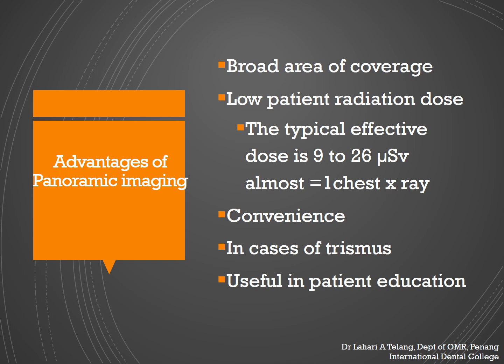So you can see that the advantages of panoramic image are there. It has a broad area of coverage, relatively low patient radiation dose. We'll speak more about that. The typical effective dose is 9 to 26 microsieverts, which is almost just equal to that of a chest x-ray. It has multiple convenience. You can see all the teeth together, and they are generally nowadays easily available in most urban and semi-urban areas, and even rural healthcare setups. It can be of great relevance when the patient has trismus, unable to open the mouth due to trauma or other conditions of the TMJ, and also useful in patient education.